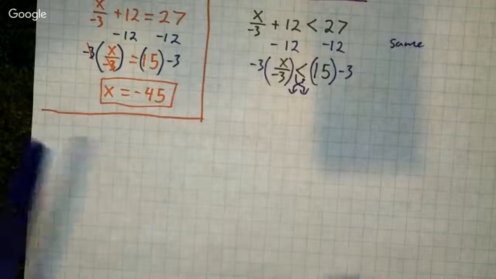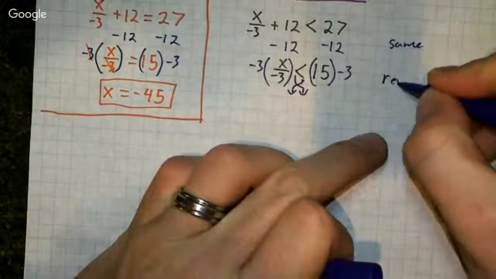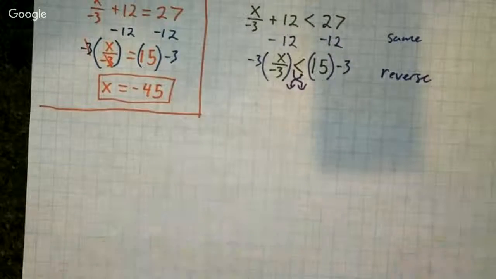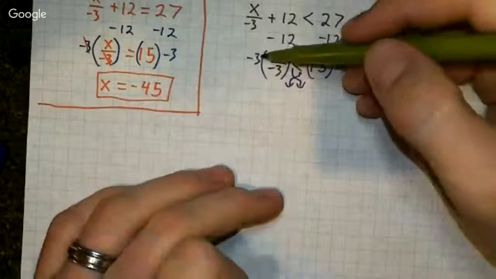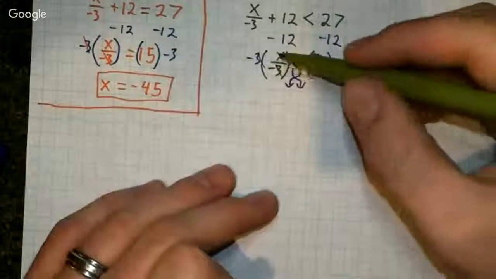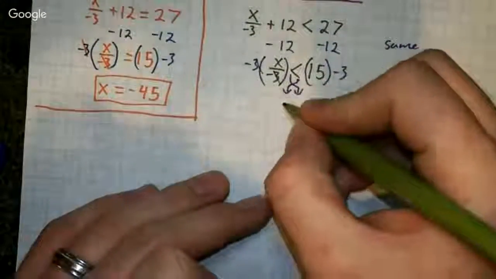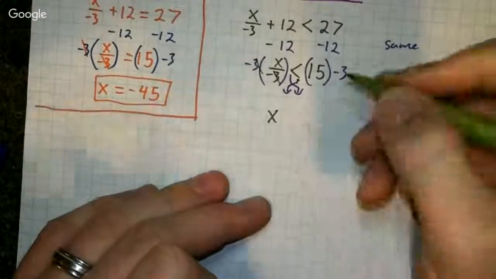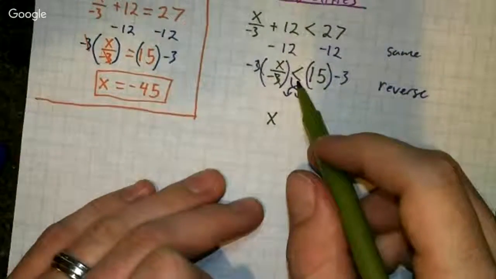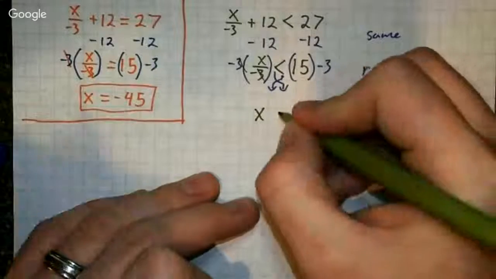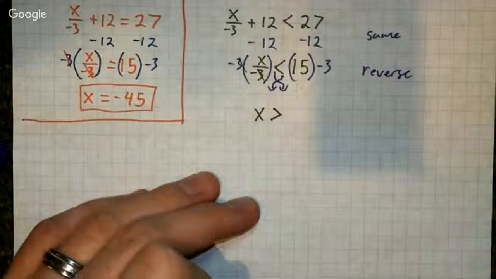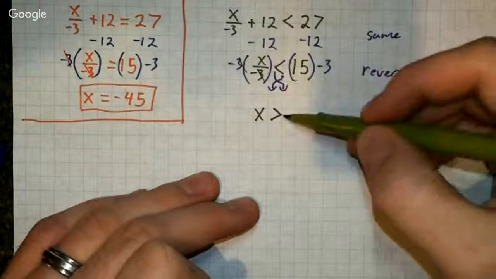Over here, I'm going to go ahead and write reverse. So we do the same thing where negative 3 and negative 3 will cancel out over here, leaving us with x over 1, which gives us x. We switch the inequality because we're multiplying by a negative number, to greater than. As you can see, we just swapped it.